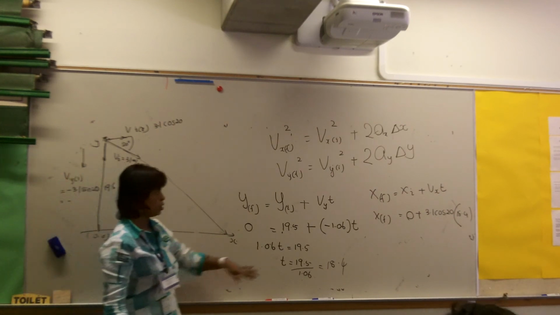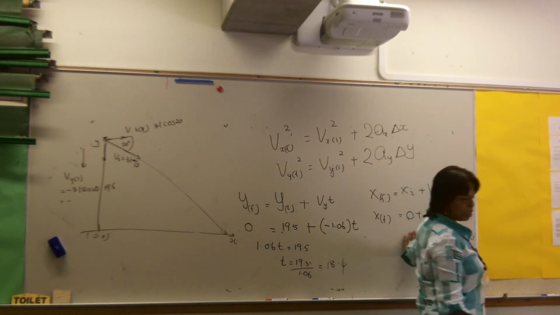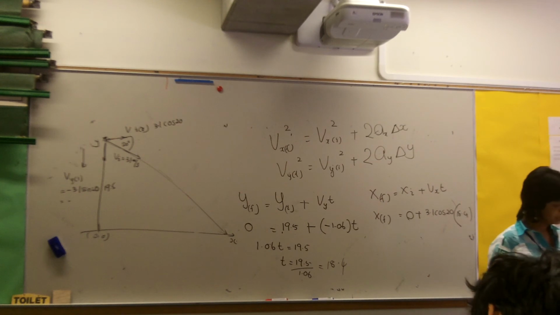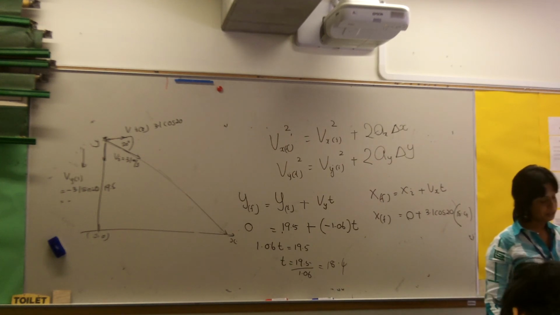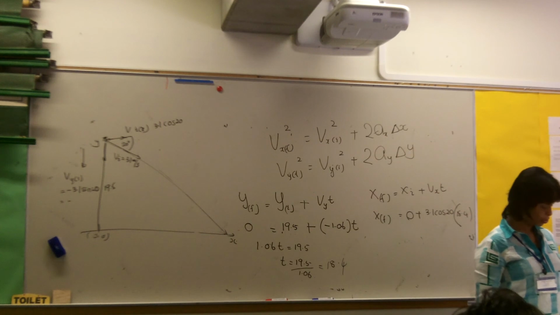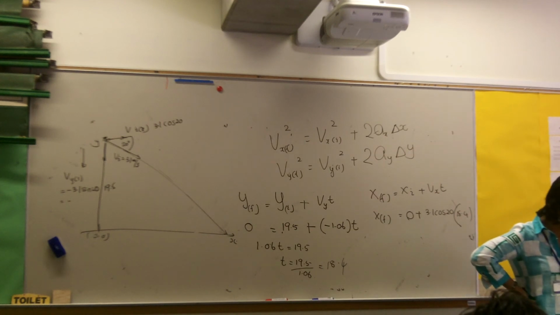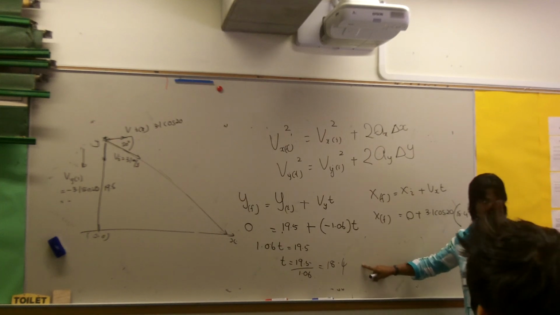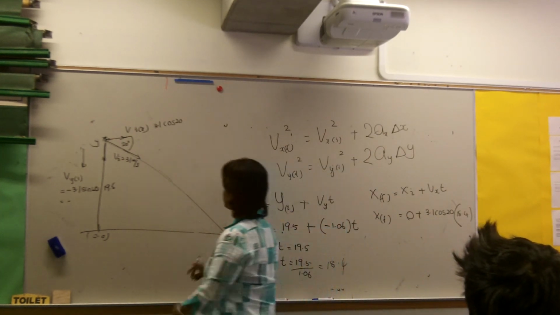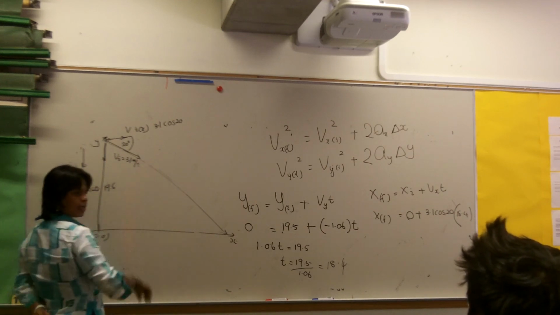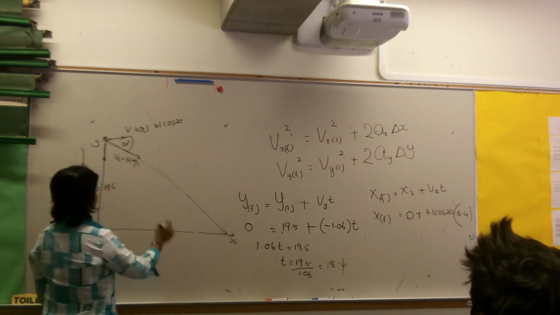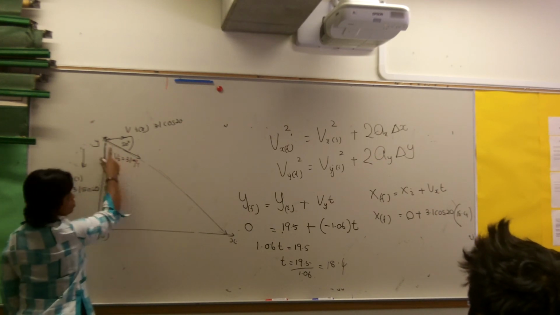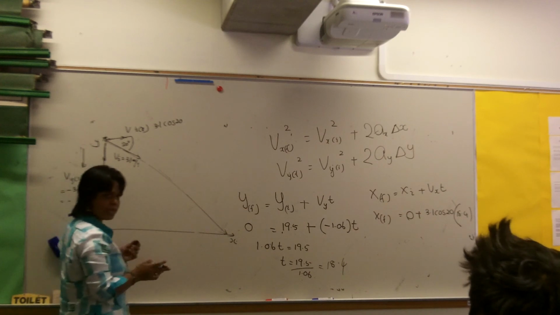Got it? So can you find your final? Is it possible for you to find the last part? What is the location of the eagle 2 seconds after it takes flight? Remember, it takes 18.4 for this eagle to come up to here. So after 2 seconds, it must be somewhere here, right? So in 2 seconds, how much has he gone? And also you can find the velocity. Can you do both of them?